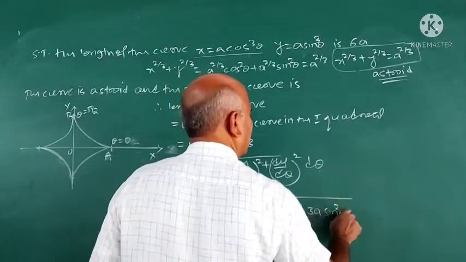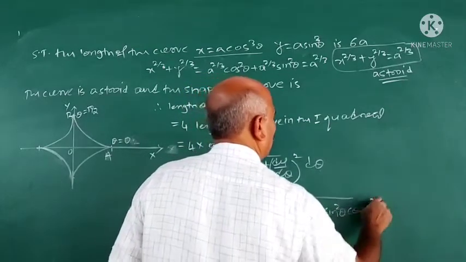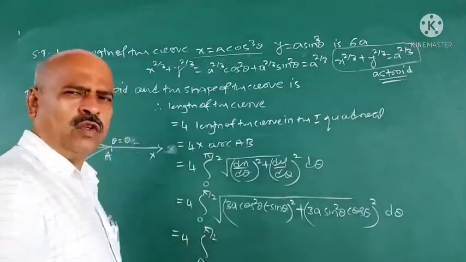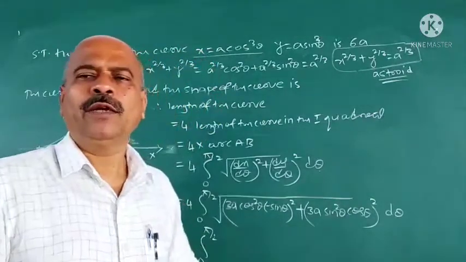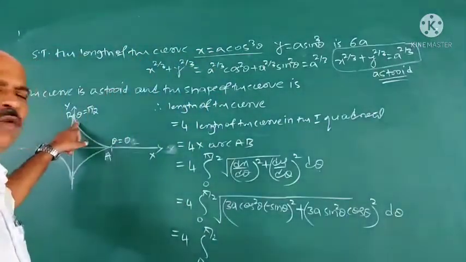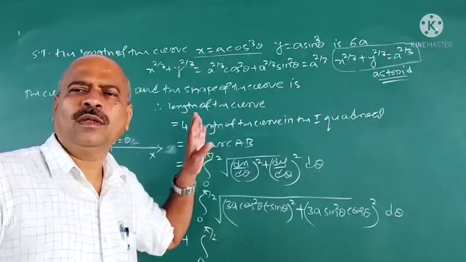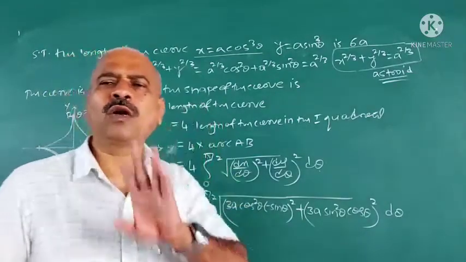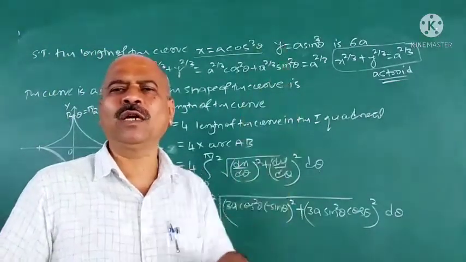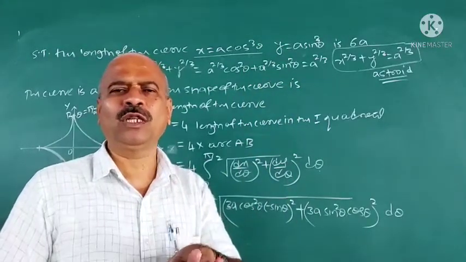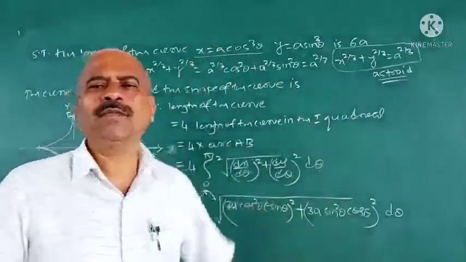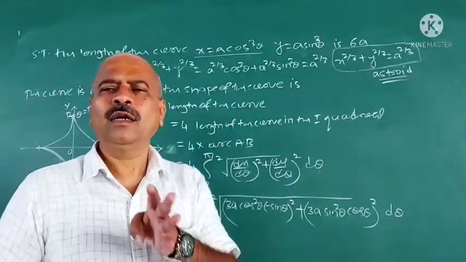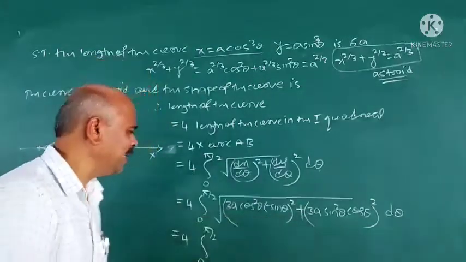3a sin square theta cos theta whole square with respect to theta. Therefore, 4 into 0 to pi by 2. Now only evaluation of the definite integral. Therefore, the limits are important. For that you should know the shape of the curve. Then the next thing is the formula. For quadrature, to find the area, only polar curves are in your syllabus, but for rectification, the length of the curves, all three forms are there: Cartesian, parametric, polar. This is parametric and it is the formula.